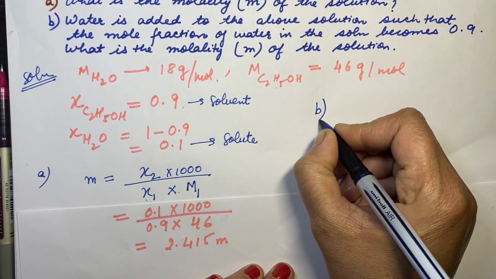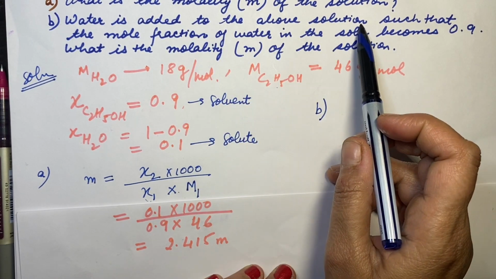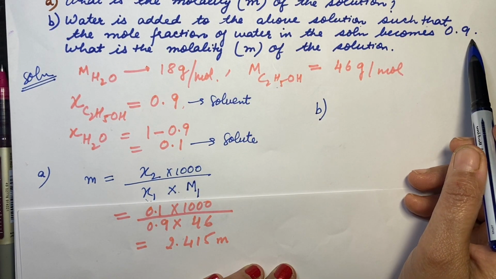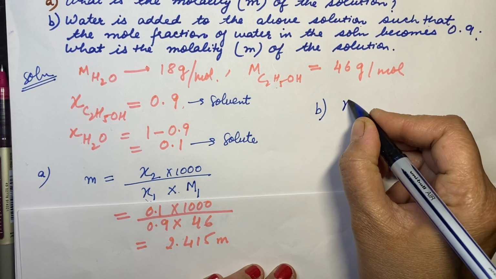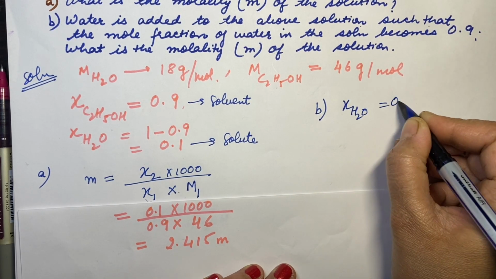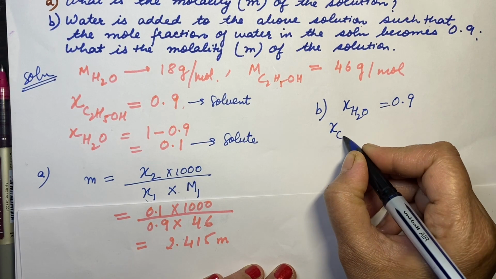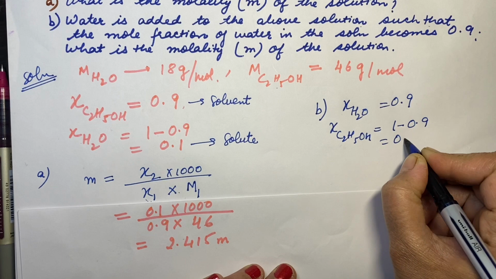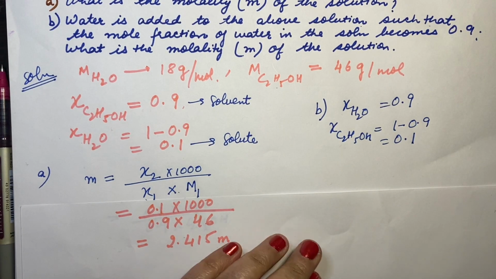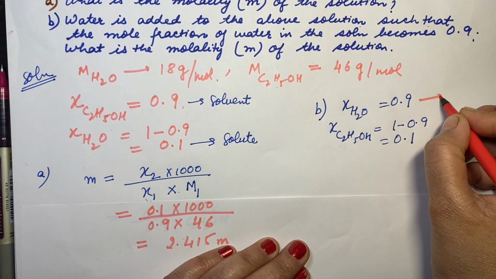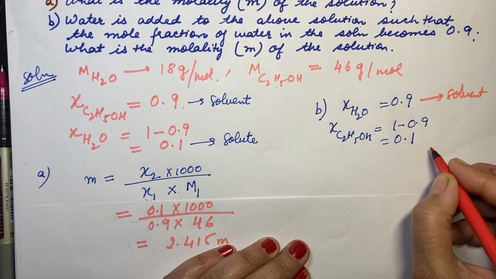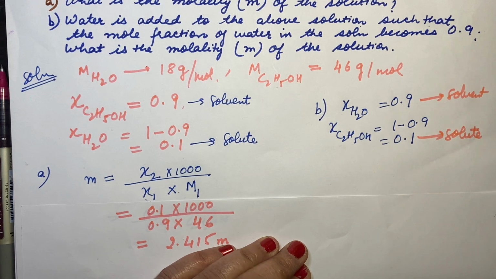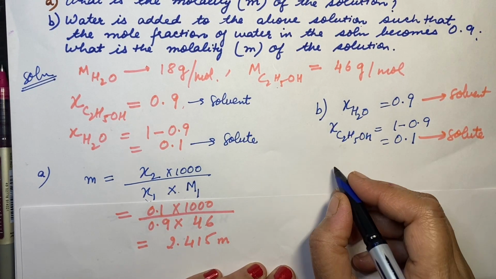B part. In B part, water is added to the above solution such that the mole fraction of water in the solution becomes 0.9. Now, the mole fraction for water is 0.9. So, the mole fraction for ethanol will now become 1 minus 0.9, 0.1. This means in this case, water is becoming the solvent, whereas C2H5OH is becoming the solute. So, what is the molality of this solution?